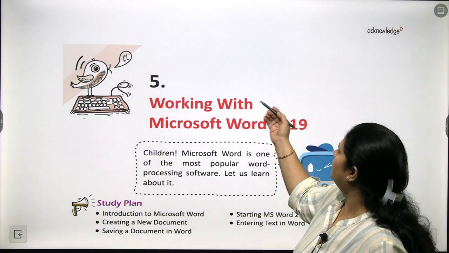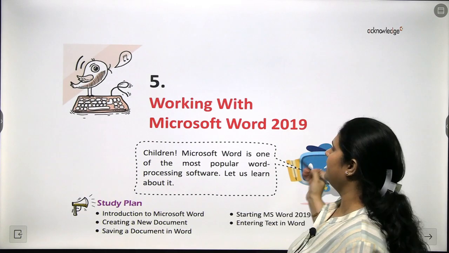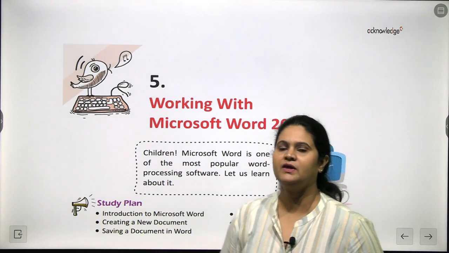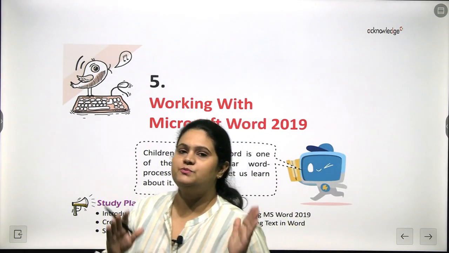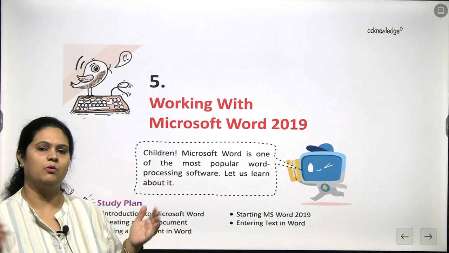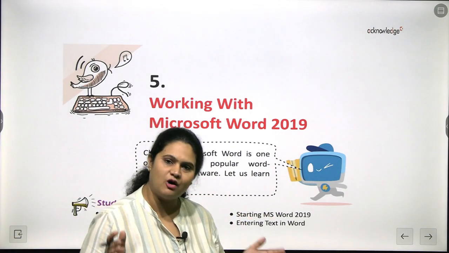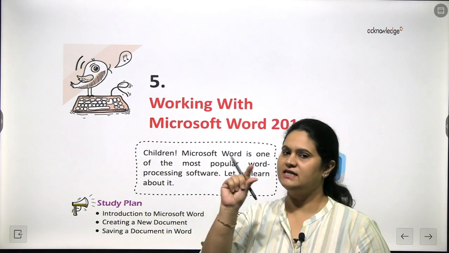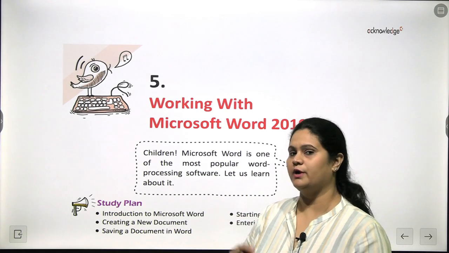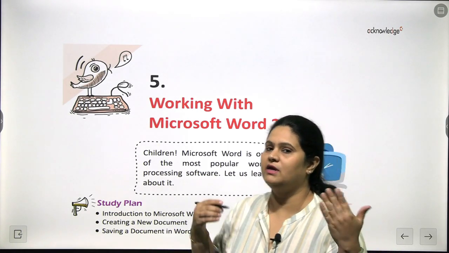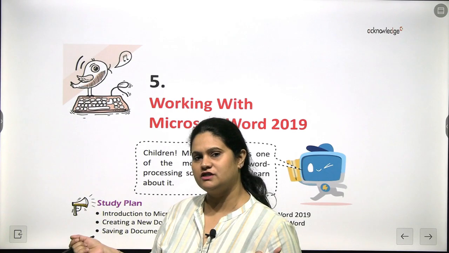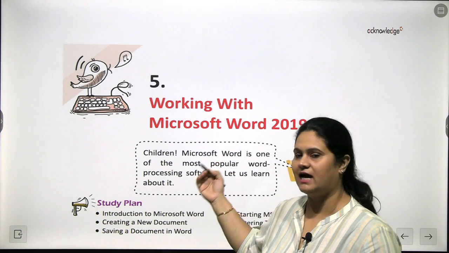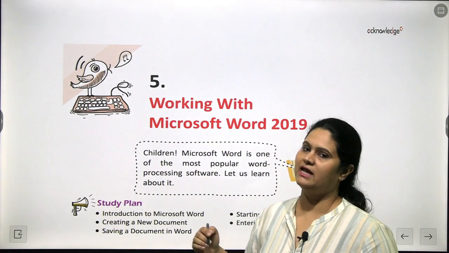Now, working with Microsoft Word 2019. What is this Microsoft Word 2019, children? It is a word processing software. Now, what are these? These are softwares that help us to work with the text, right? When we want to input some text or maybe edit or add some additional features to our text documents, we use word processing softwares like Microsoft Word 2019 for that.